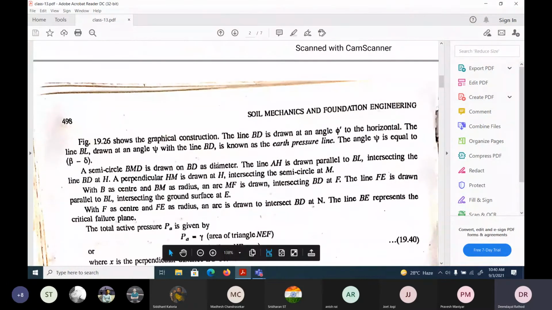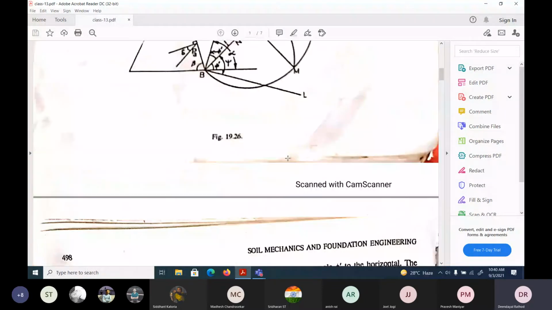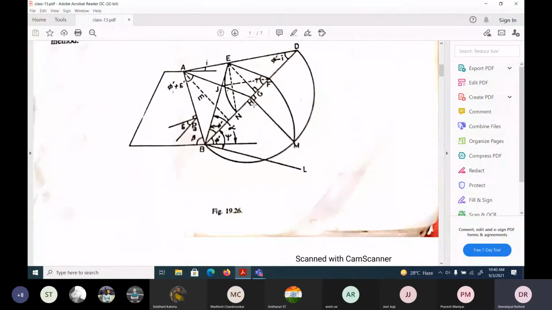It intersects the line BD at H, as we have seen. A perpendicular HM is drawn at H, intersecting the semicircle at M.